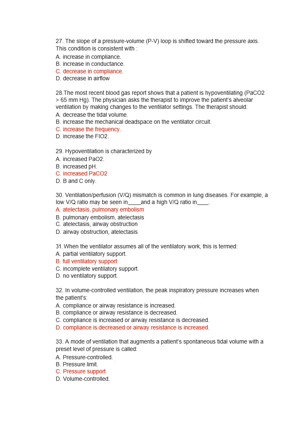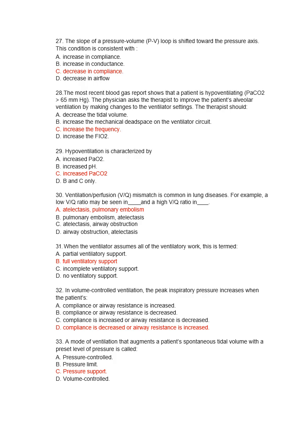In volume control ventilation, the peak inspiratory pressure increases when the patient's: A, compliance or airway resistance is increased; B, compliance or airway resistance is decreased; C, compliance is increased, airway resistance is decreased; and D, compliance is decreased and airway resistance is increased.